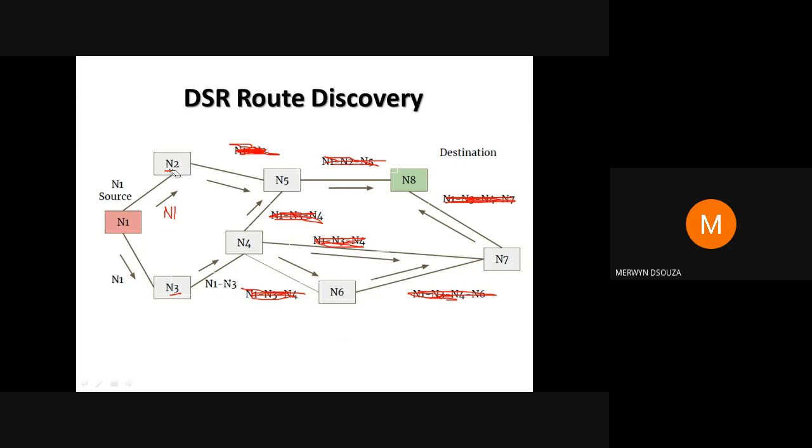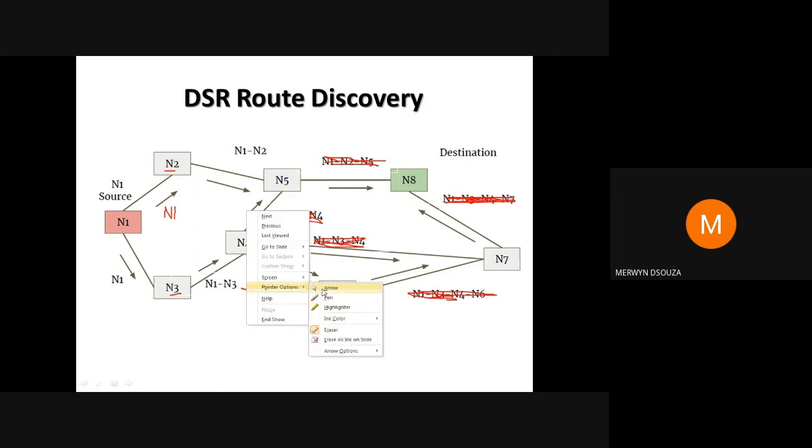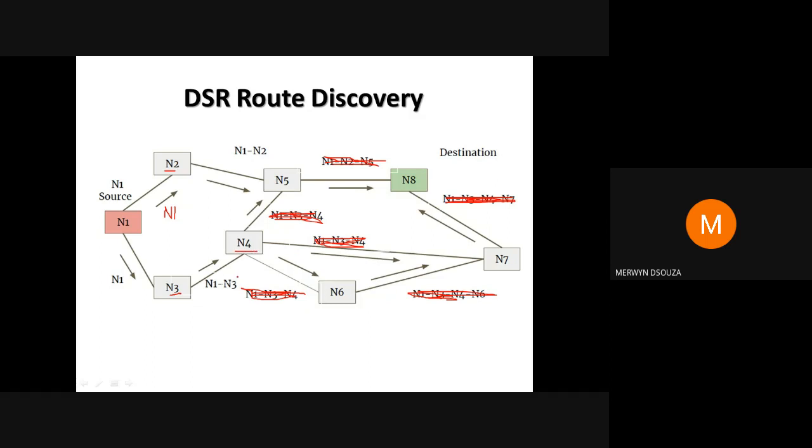In the same way, N2 had got this packet N1. Since it is not the destination, when it checks, the destination is N8, so N2 adds its name to this packet N1 and will forward it to all its neighbors. In this case it just has one neighbor, so it forwards this packet, and it will become N1-N2. Now this process will continue.